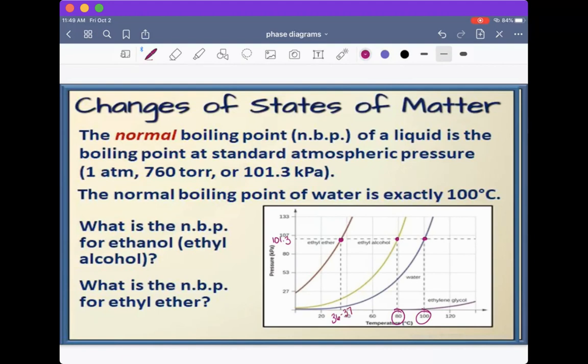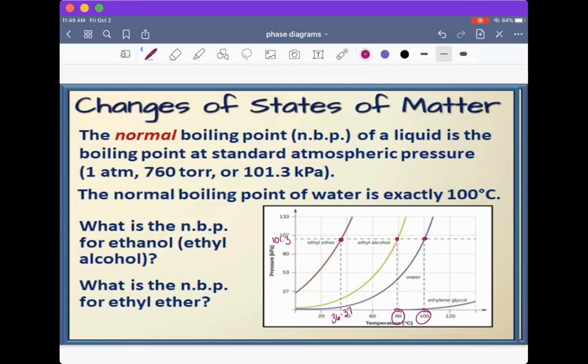So I can look at this graph and make a prediction, and I can say that ethyl ether probably has the weakest intermolecular force out of all four of the substances. I can also predict from this graph that ethylene glycol is going to have the strongest intermolecular force. So I could almost rate these from weakest force to strongest force, based off the information on this graph and the relationship I know between intermolecular force and the temperature at which a substance will boil.